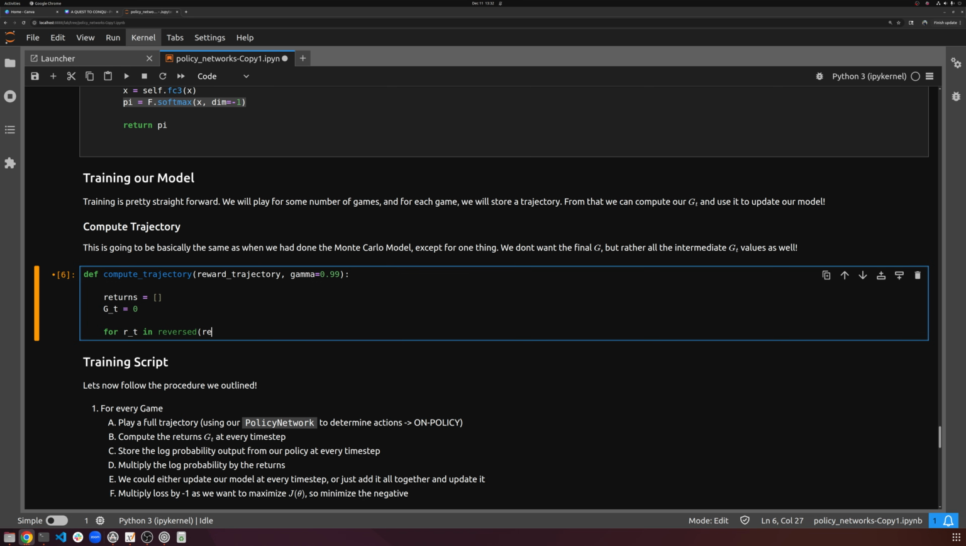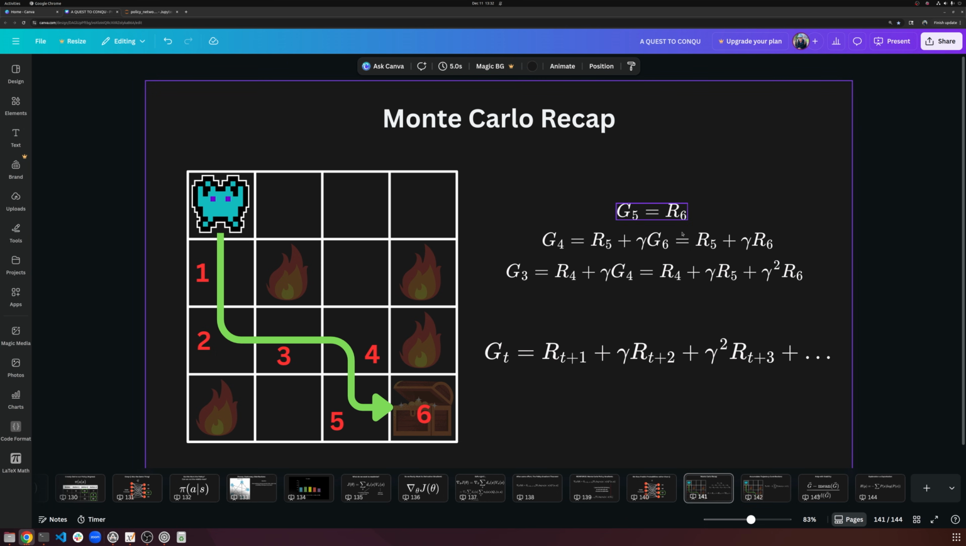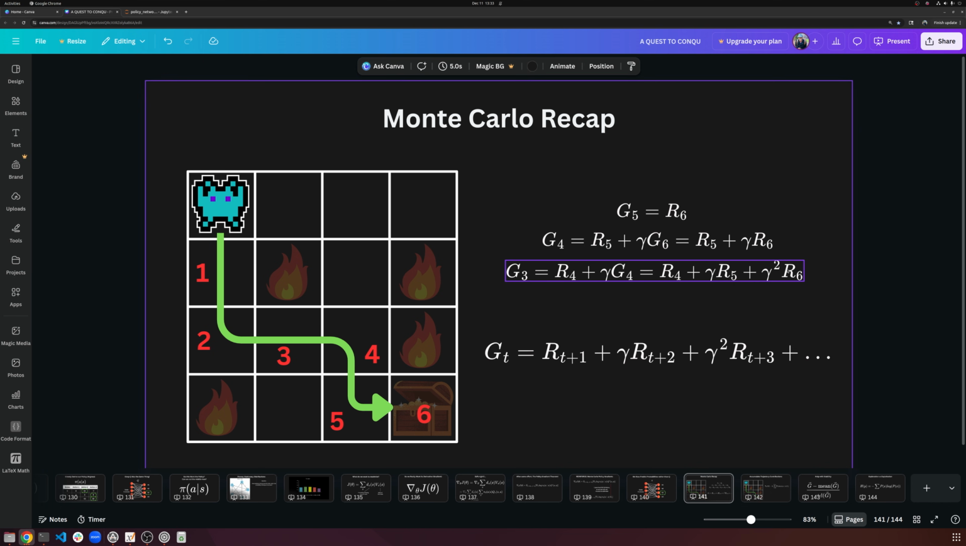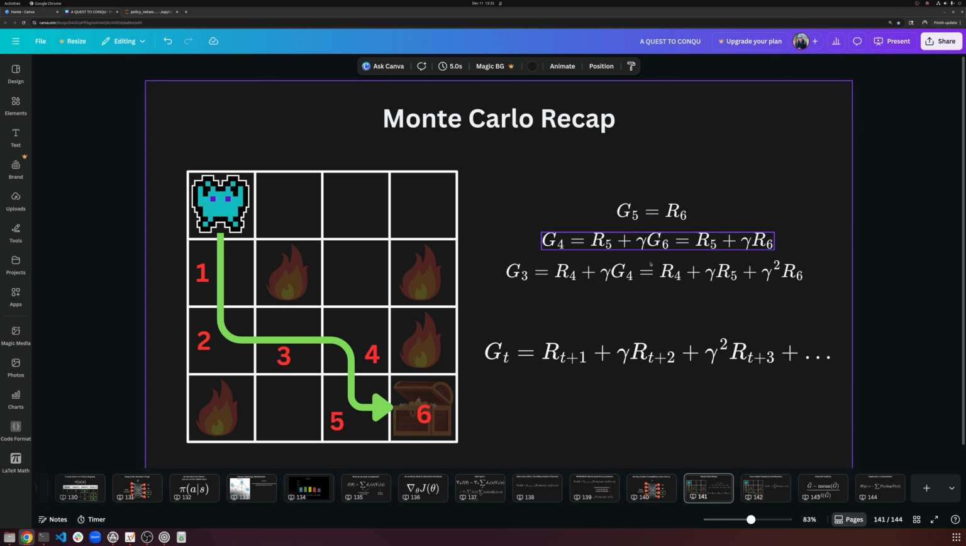The reason we are reversing the reward trajectory is mostly because it makes it easy to compute, so we don't have to recompute something over and over again. Notice that our rewards will be in the order of 1, 2, 3, 4, 5, 6. But we know that G5 is R6. And we know that G4 is R6 times gamma plus R5, which is the same as G5, which we had earlier, plus R5. So we're essentially working our way backwards.